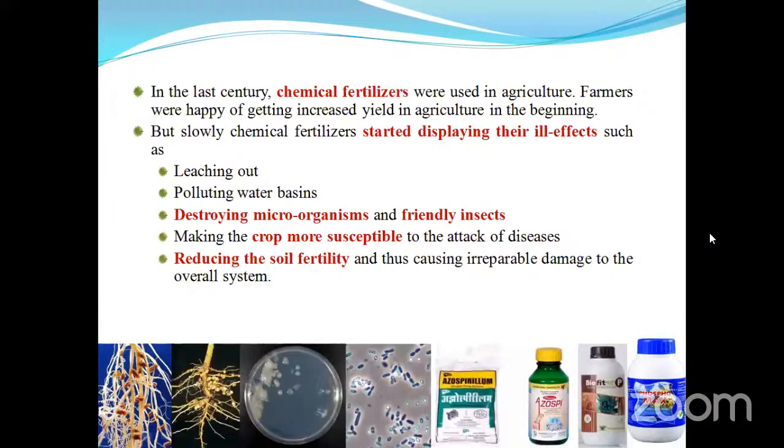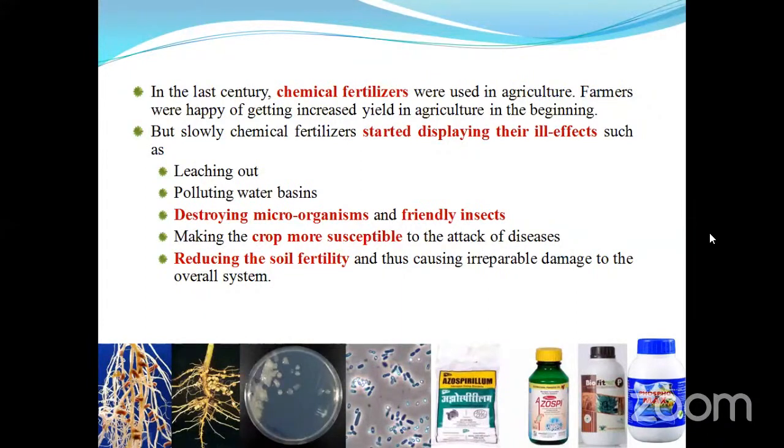As you know, in the last century, during the green revolution, chemical fertilizers were used in agriculture. Until now, indiscriminate use of chemical fertilizers and pesticides is going on. At the beginning, farmers were very happy because the crop response towards chemical fertilizers and pesticides was very drastic, and they got increased yield, which sustained our population. But slowly, the chemical fertilizers started displaying their ill effects, such as leaching out of extra nutrients, and the pesticides leach out and pollute our water basins. In time, this destroys our microorganisms and friendly insect populations.